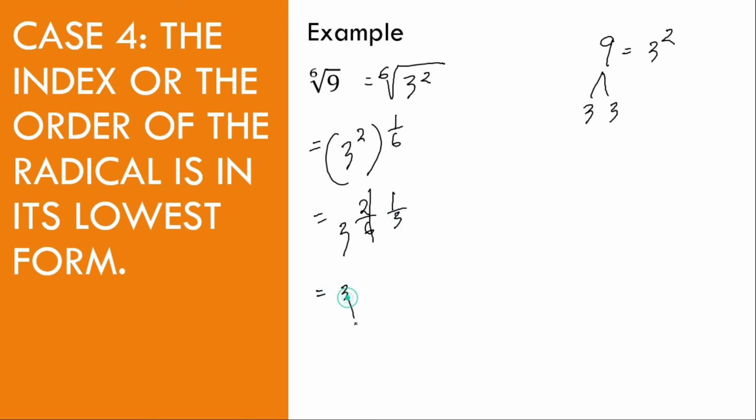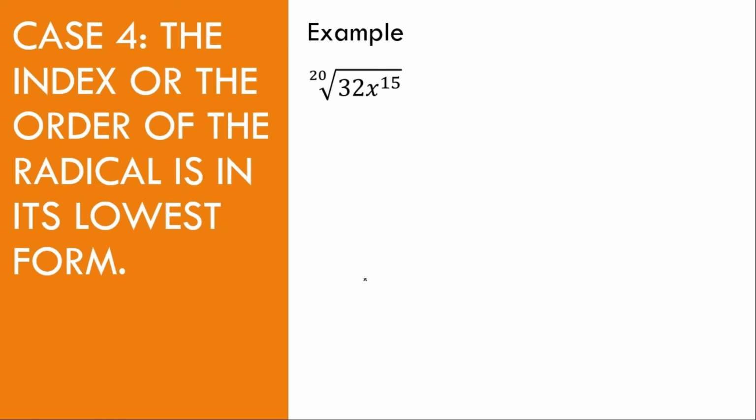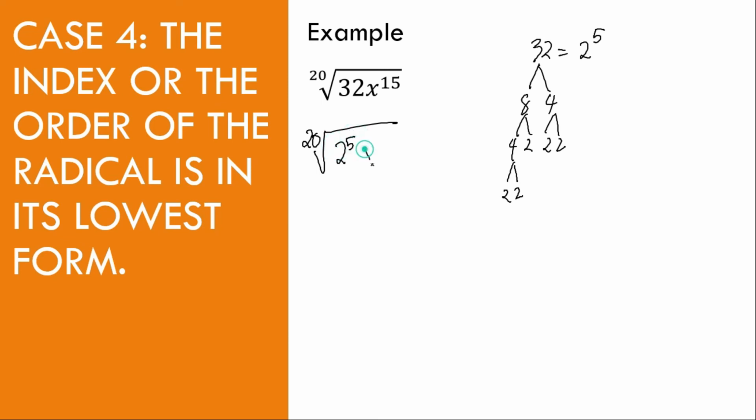So, convert na natin siya ulit into radical expression. You will have cube root of 3. So, ang lowest term ni 6th root of 9 is cube root of 3. Okay, another example. We have 20th root of 32 x raised to 15. So, makita nyo, meron tayong 32. Pwede nating i-factor si 32, no? 8 and 4. Si 4 is 2 and 2. Tapos 8 naman is 4 and 2, 2 and 2. Ilang 2 meron tayo? Si 32 can be written as 2 raised to 5. So, 20th root of 2 raised to 5 x raised to 15.